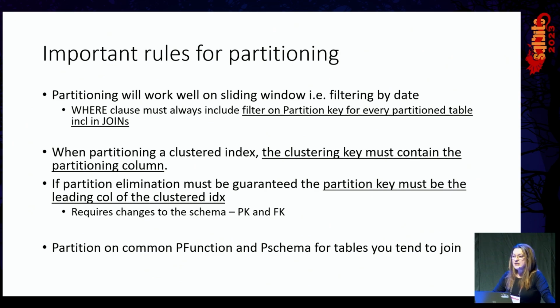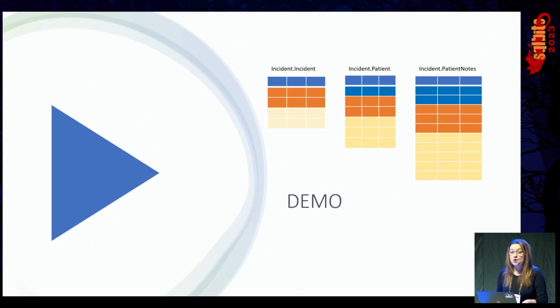So what does it mean for developers? That means they will need to align with all those requirements, and I need to change the primary and foreign key constraints because I need to include the date of the incident as part of the cluster index key or primary key, and it should be on top of that a leading column of my index. So if I need to join tables, then I need to use the common partition function and schema for tables that I tend to join. So based on that, let me switch to the demo and show you some examples.